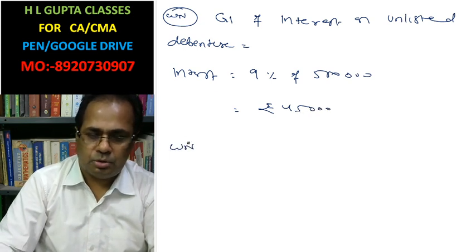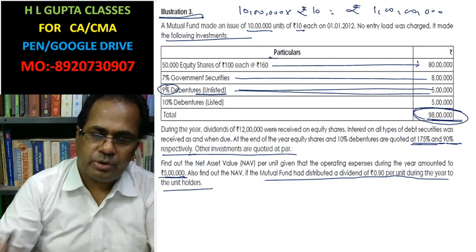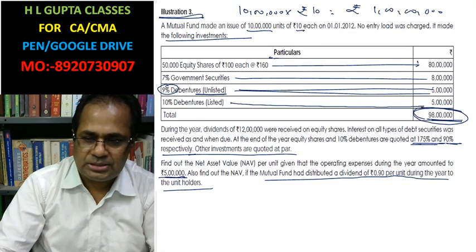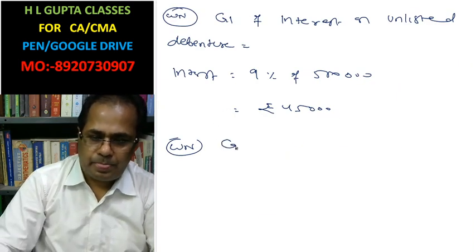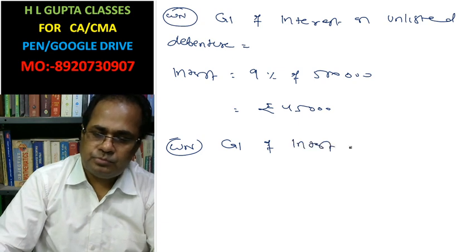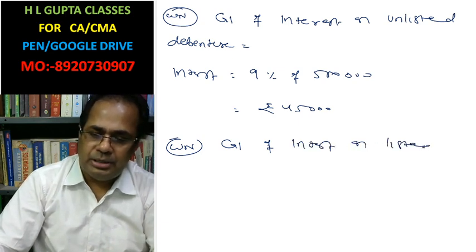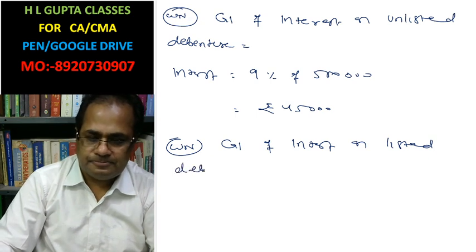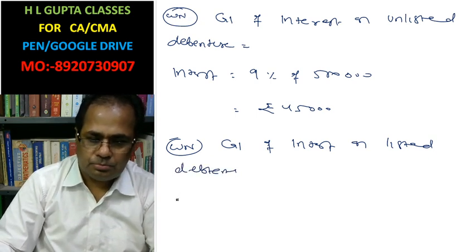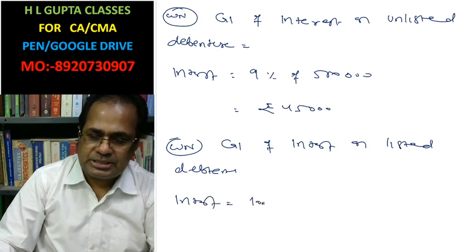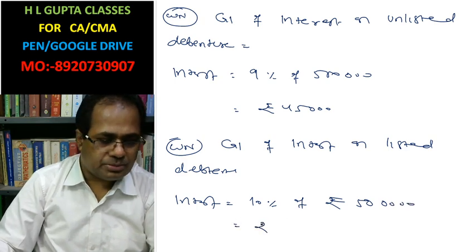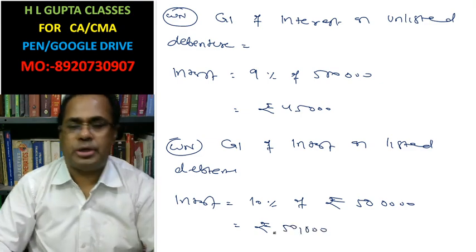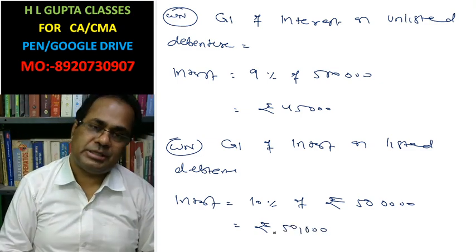Now working note, we need to calculate interest on listed debenture. Calculation of interest on listed debentures. This is 10% of rupees 5 lakh, rupees 50,000.